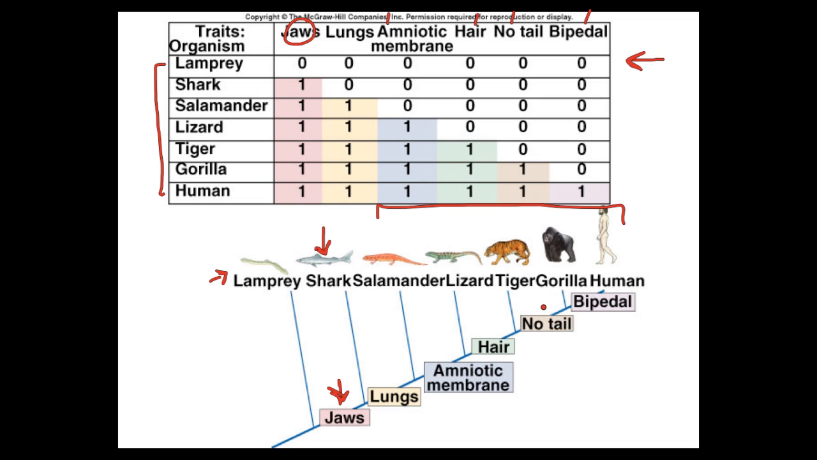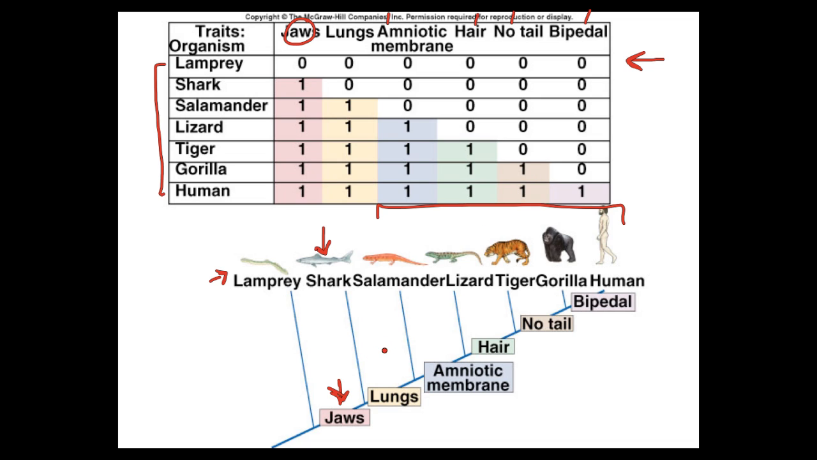Next up you have hair, so we've moved into the mammals, which is seen in the tiger, the gorilla, and the human. Next up we have got no tail, gorilla and human. Finally, bipedal, walking on two legs, is just human. So the way that they are putting this together is they're inferring evolutionary history from lamprey all the way to the human, using derived characters, new characteristics that show up that are unique to a group.